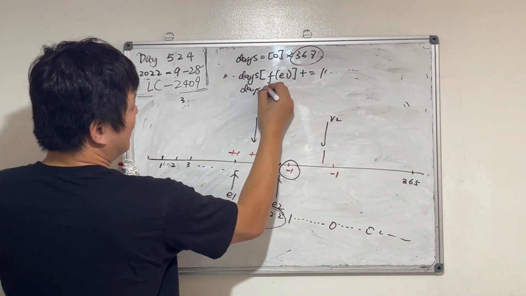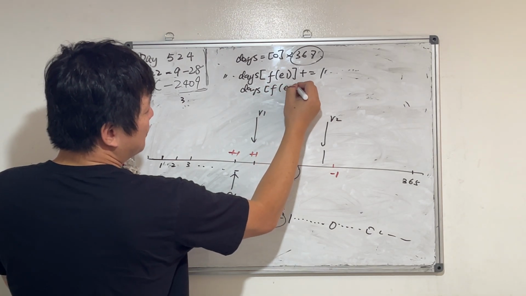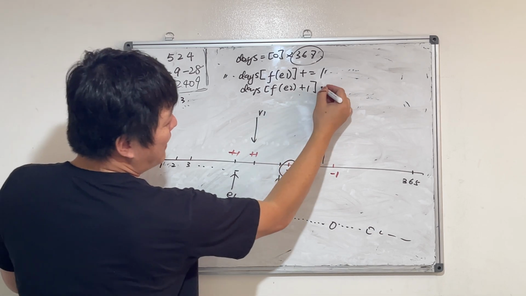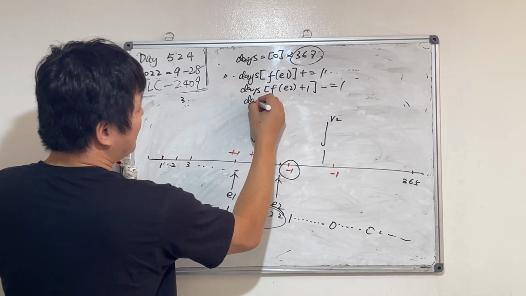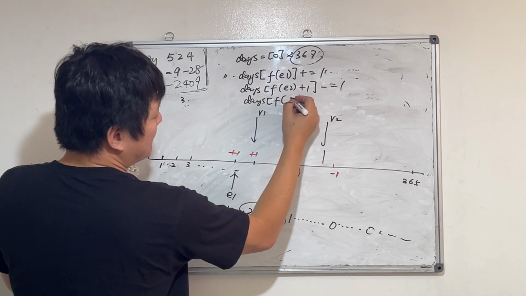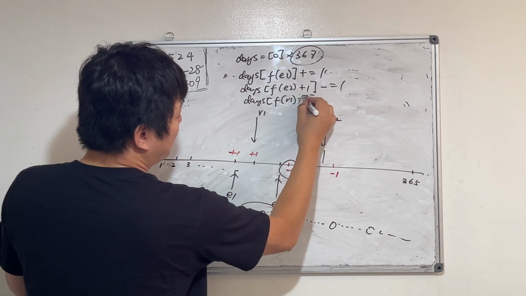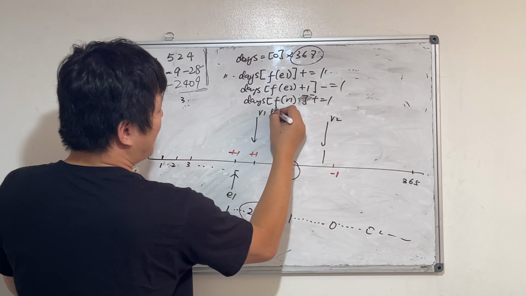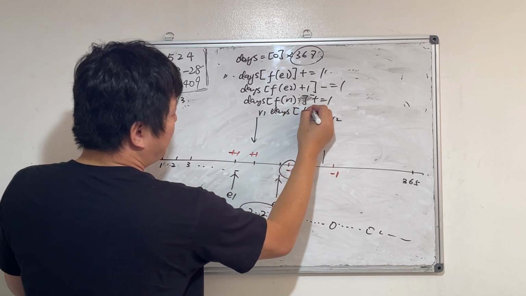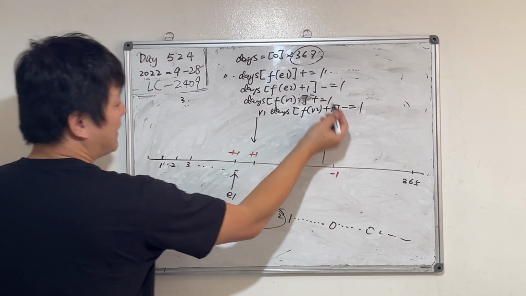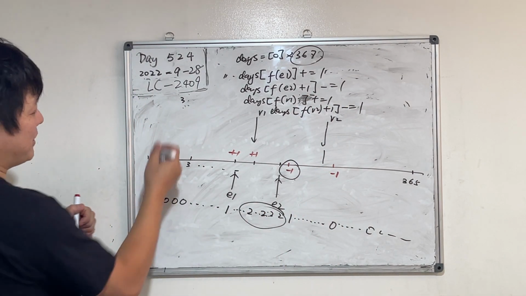Days[E2] plus 1. Okay, departure day, the next day, departure day minus equal 1. Days[R1] plus equal 1. Days[R2 plus 1] minus equal 1. Okay, the next day of the departure. Then we just do this, yeah?